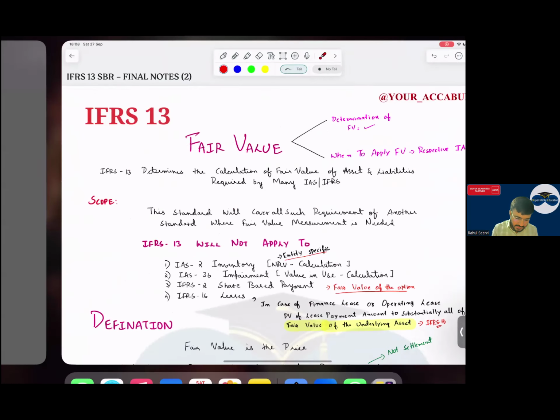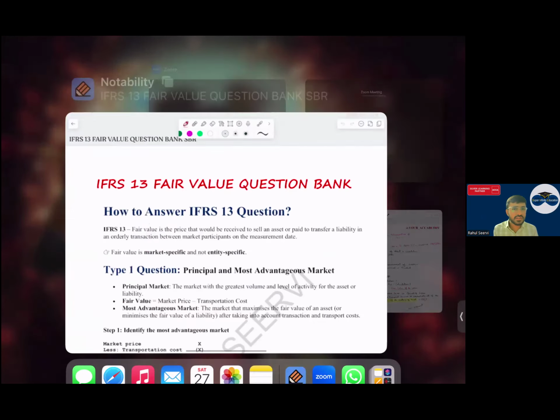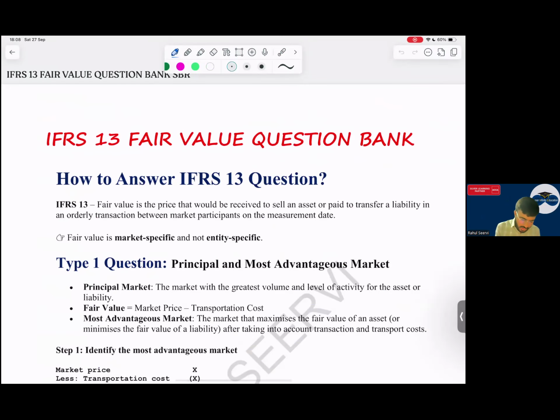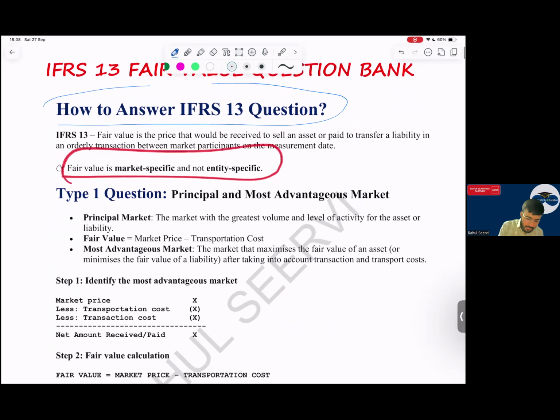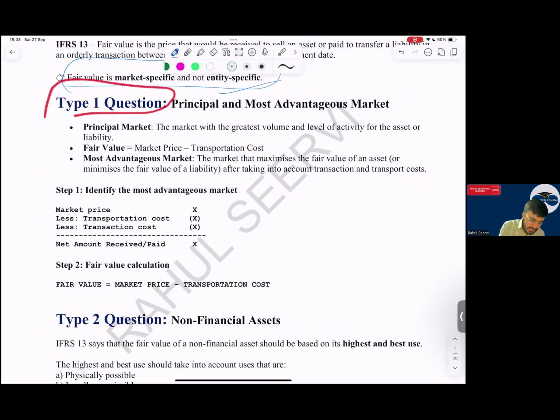So now let us see the types of questions which are frequently tested in SBR exam. Now how should you answer the SBR question for IFRS 13? First, you have to link to the standard. IFRS 13, fair value is the price that would be received to sell an asset or paid to transfer a liability in an orderly transaction between market participants on the measurement date. Then you should mention fair value is market specific, not entity specific. The type 1 question that comes in the exam is about principal and most advantageous market.